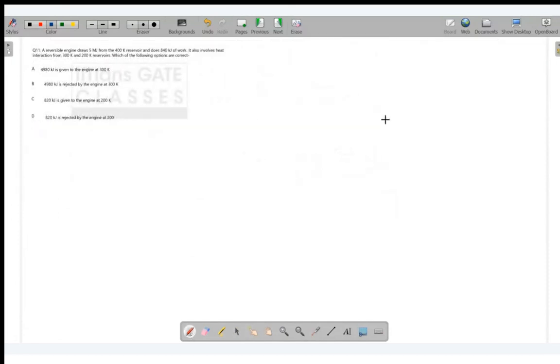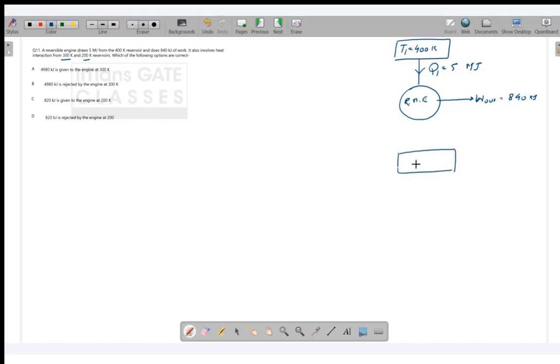Okay, so we have a reversible engine. This is my engine. It removes Q1 equals 5 megajoule from T1 equals 400 Kelvin, and it produces 840 kilojoule of work. Now it involves heat interaction from 300 Kelvin and 200 Kelvin reservoir as well. So now you see, I don't know how it is interacting with this and this reservoir. So at least one of them will be rejection. This is what I know.